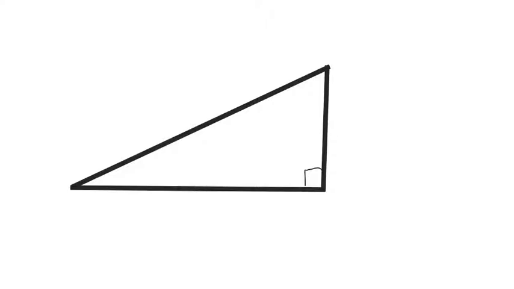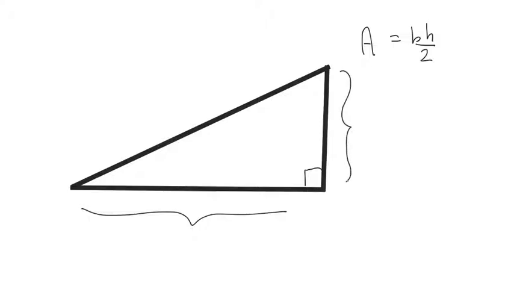So here we have our typical right angle triangle, and we want to compute its area. And of course the formula that we're going to use in this case is the one that we know and love so well, which is area equals base times height divided by 2. In other words, we need to know what the base is, this length here, and we also need to know what the height is, this length here.